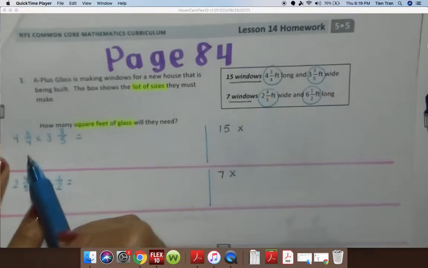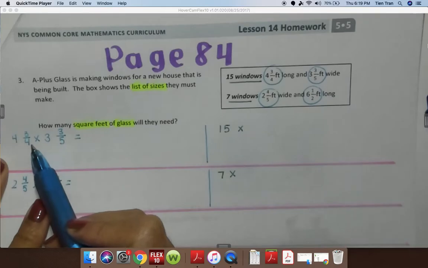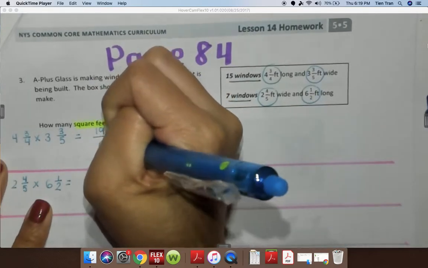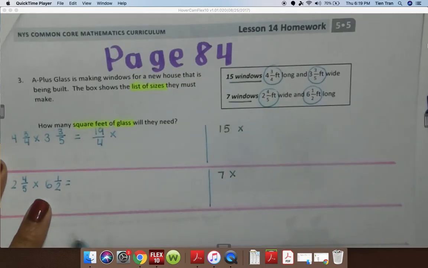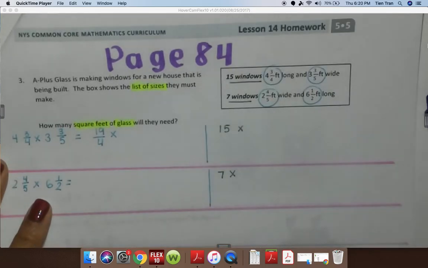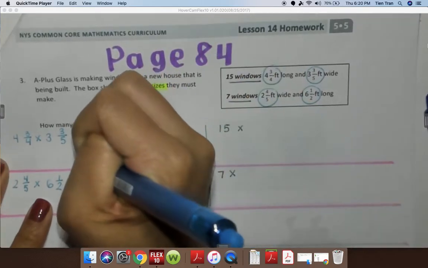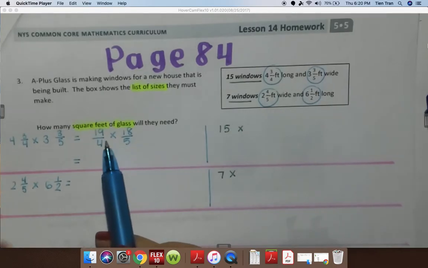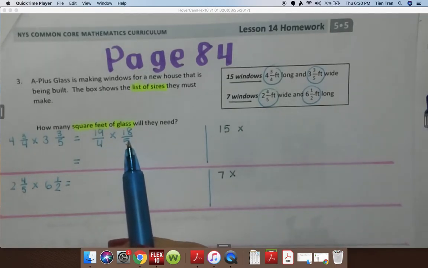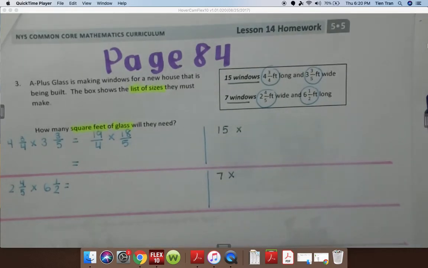4 times 4 is going to give me 16, and 16 plus 3 is going to give me 19 fourths. 5 times 3 is 15, and 15 plus 3 is going to give me 18 fifths. Okay, so I'm going to multiply 19 times 18, and then I'm going to divide it by 20.